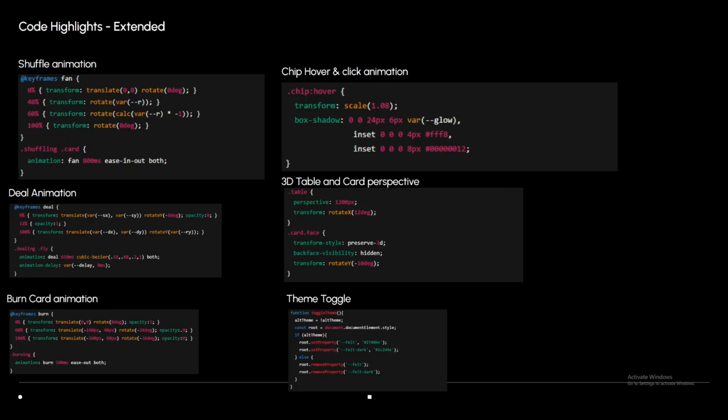3D table and card perspective. This one gives the illusion of a tilted poker table and the cards having depth to them. And finally, we have theme toggle, which is a JavaScript toggle of a CSS variable that instantly changes the whole look of the table.